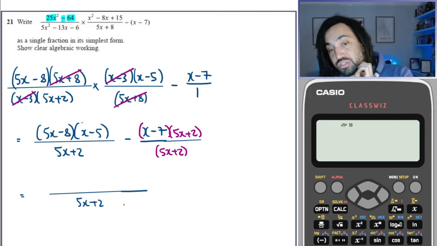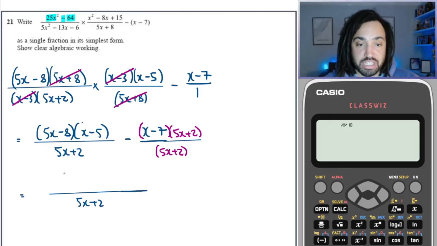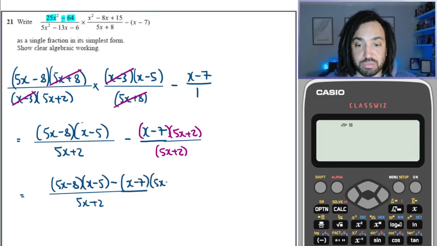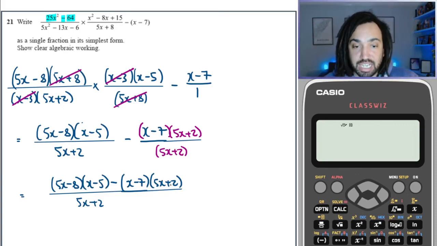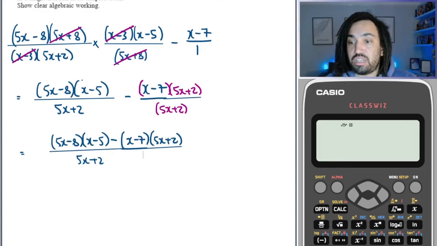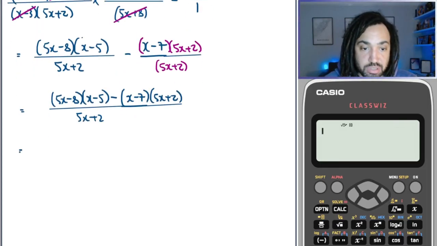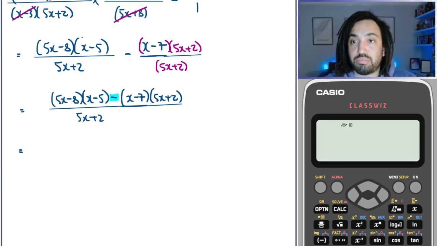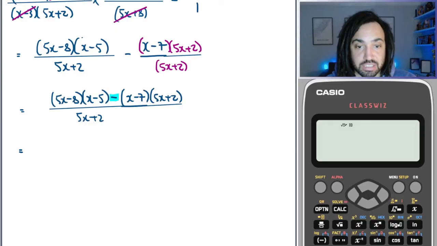Okay, now here comes the tricky bit. The numerator, we're going to have 5x minus 8, x minus 5, minus, critically, x minus 7, 5x plus 2. Now we're going to need to expand that numerator and then collect it all up and then check if it has any factors that we can take out to perhaps simplify further. So numerators, we do need to expand them if we've got this subtract or minus sign in between, because we need to check to see if there are any factors.